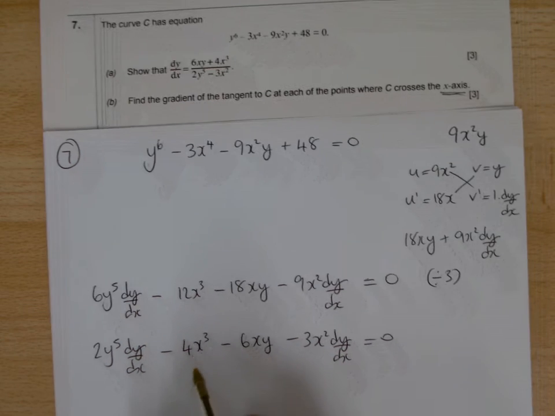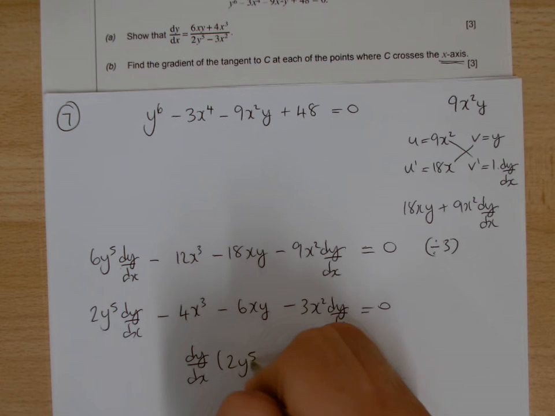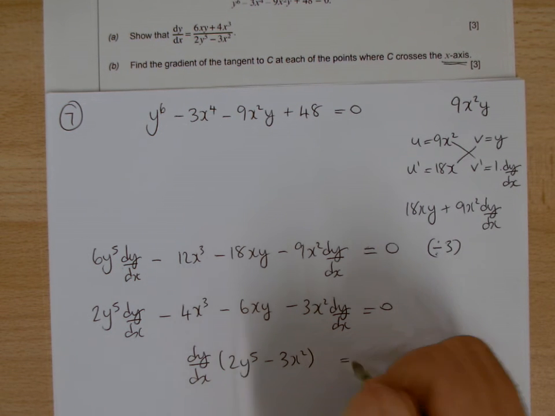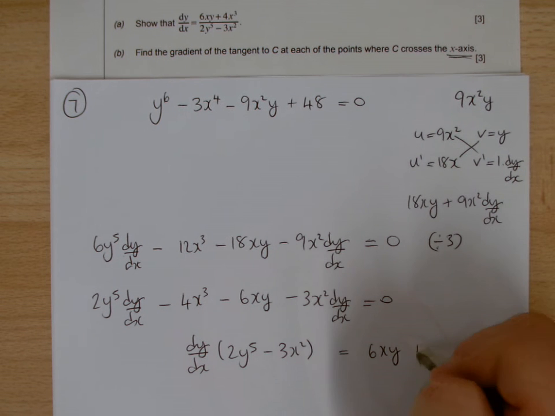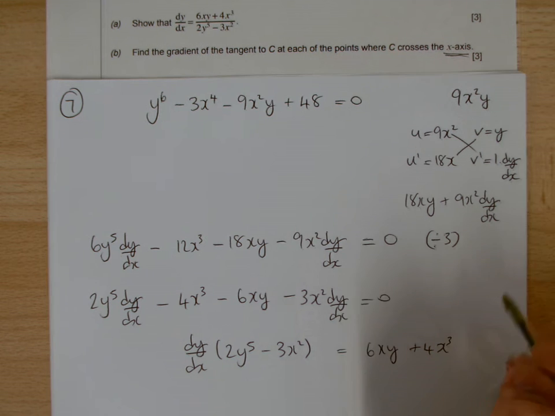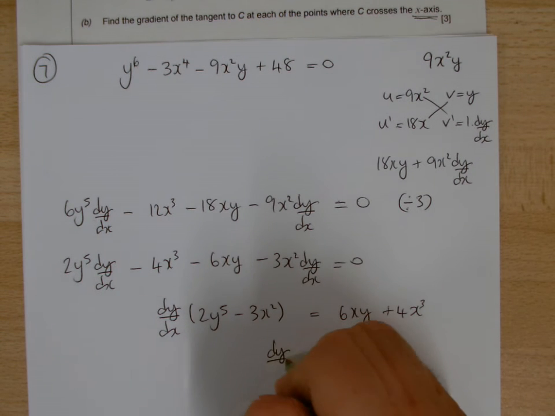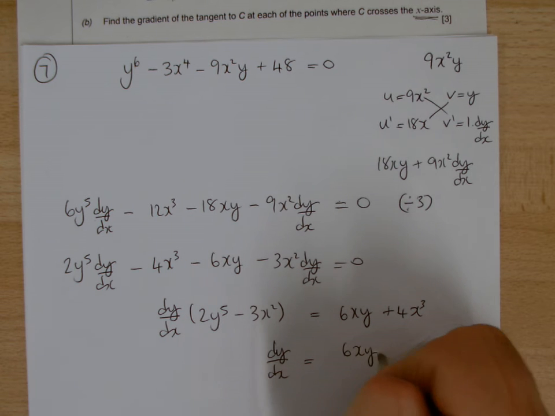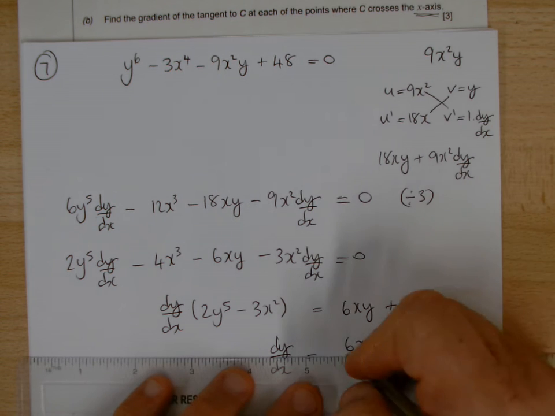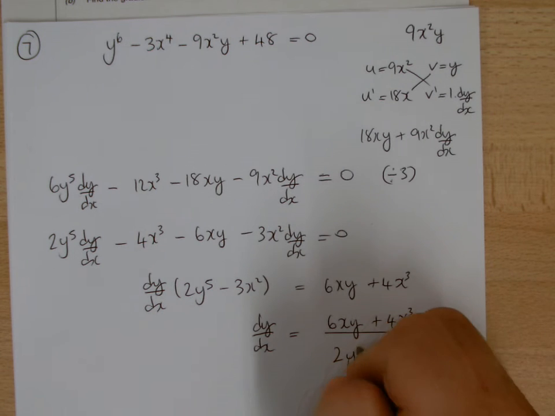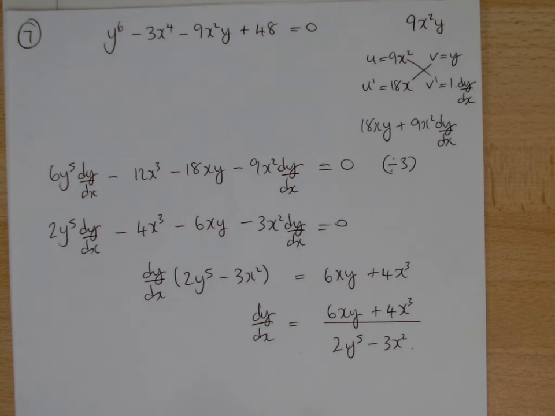Group the dy/dx terms together, or factorise. So you get dy/dx times 2y to the power 5 minus 3x squared. And take the other terms over the other side, so minus 6xy becomes plus 6xy, minus 4x cubed becomes plus 4x cubed. And finally, because you're multiplying these together, take the bracket over and divide by 2y to the power 5 minus 3x squared. Okay, so there is your dy/dx.